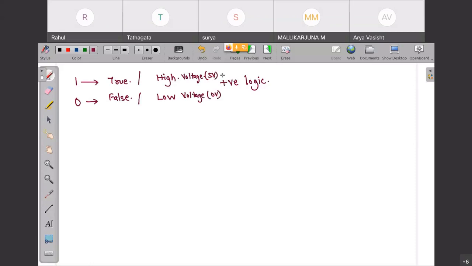But there is one more logic. Usually we don't follow it, that is negative logic. But in interviews, like for ISRO, they might ask you. So in negative logic, basically 0 corresponds to true, or to the low voltage level, and 1 corresponds to false. Sorry, I have written this wrong.